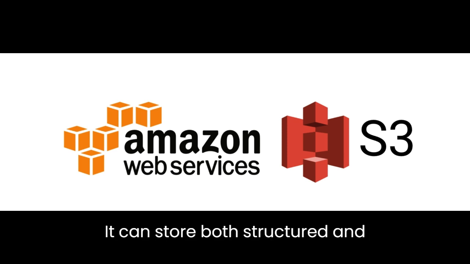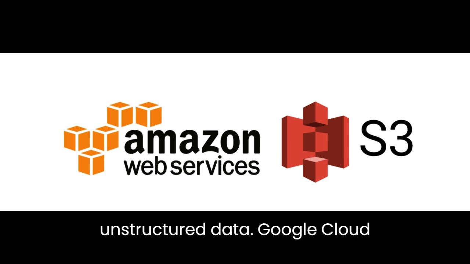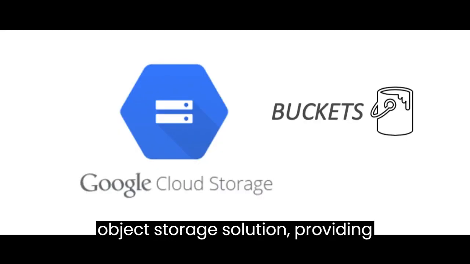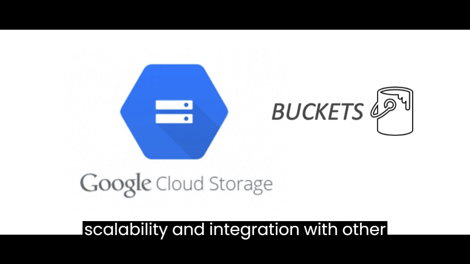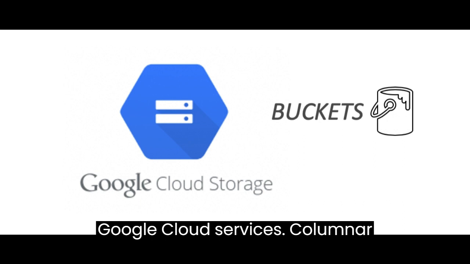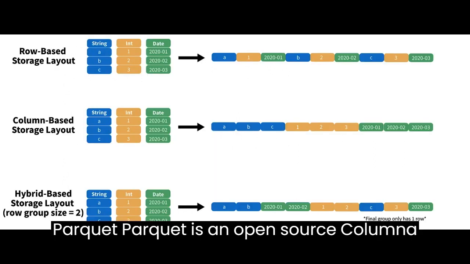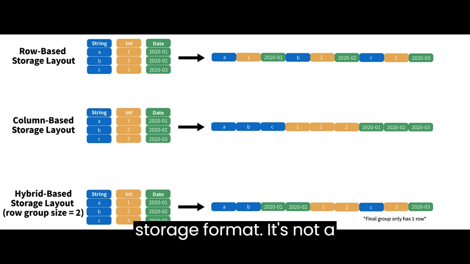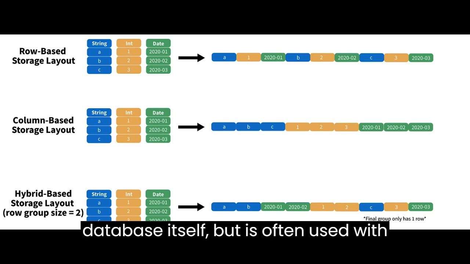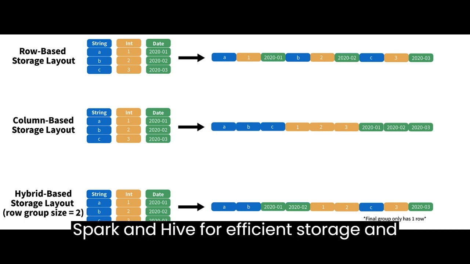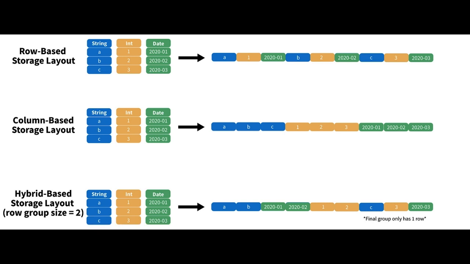It can store both structured and unstructured data. Google Cloud Storage. Google Cloud Storage is Google's object storage solution, providing scalability and integration with other Google Cloud services. Columnar databases. Apache Parquet. Parquet is an open-source columnar storage format. It's not a database itself but is often used with data processing frameworks like Apache Spark and Hive for efficient storage and querying of large datasets.